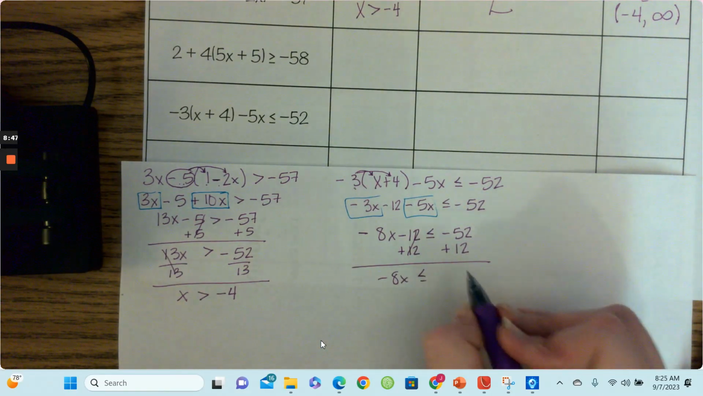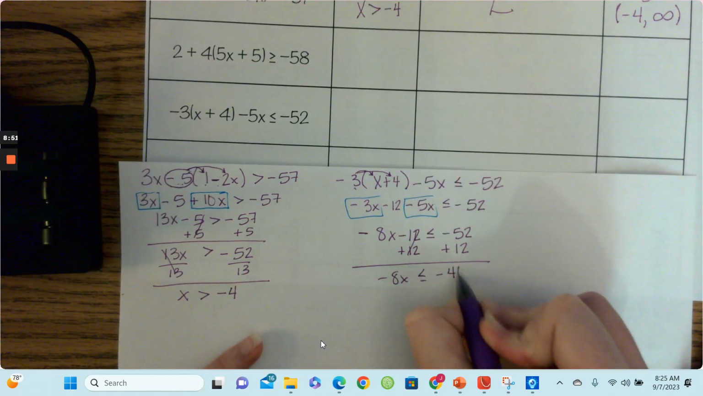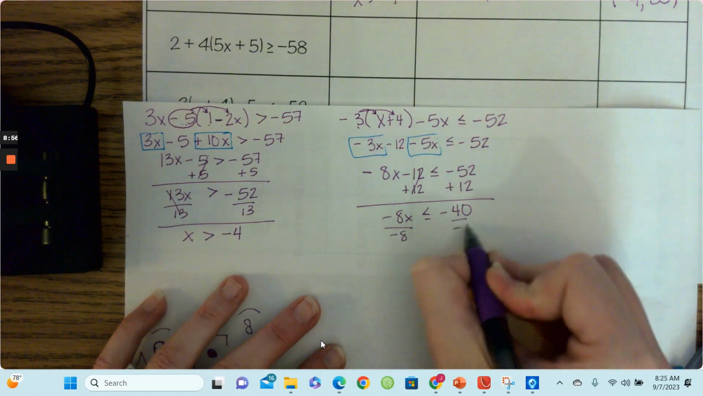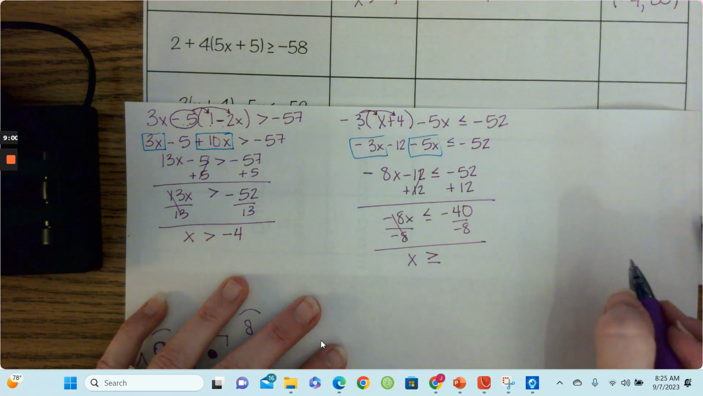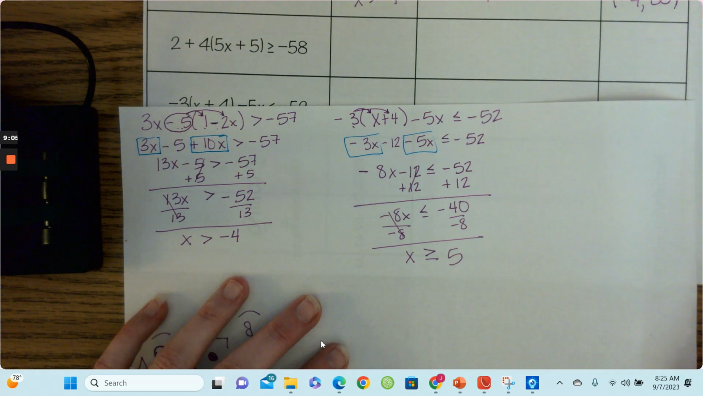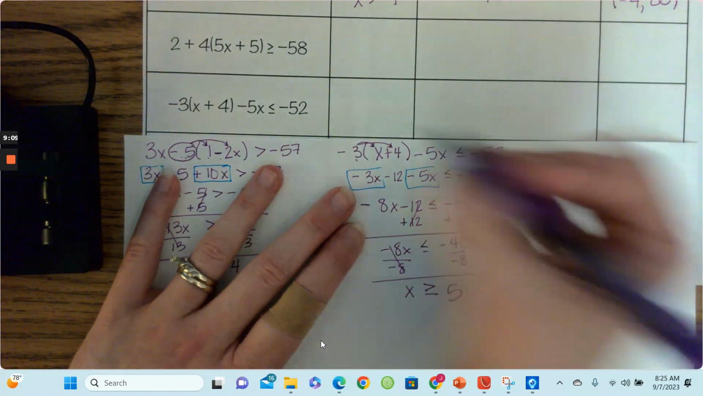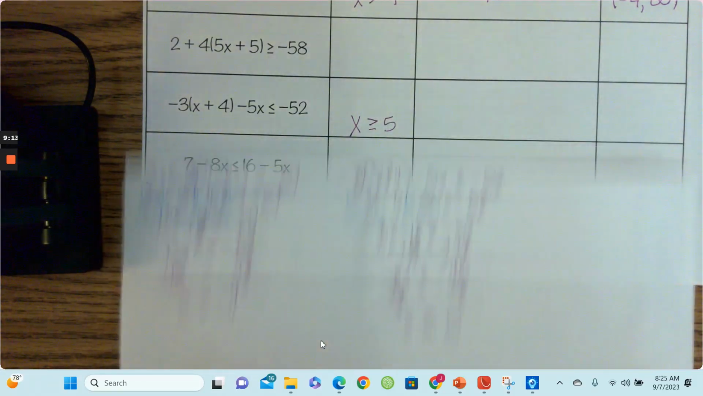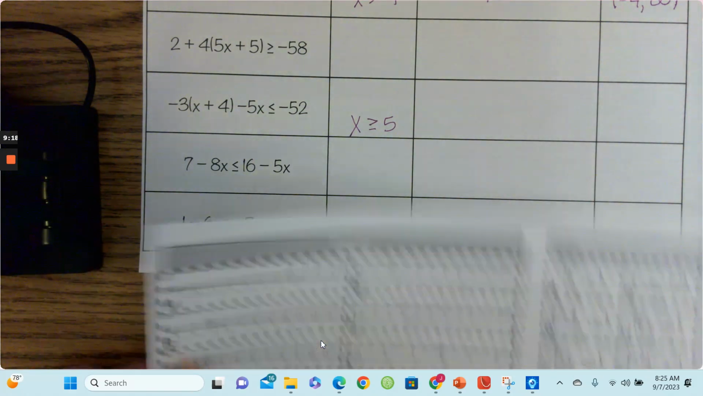So 30? No. 40? Negative 40? And then this one we're having to divide by a negative. So that means that sign's got to flip. Negative 40 divided by negative 8 is a positive 5. So make sure you're writing it on the right one too. X greater than or equal to 5, which is J.